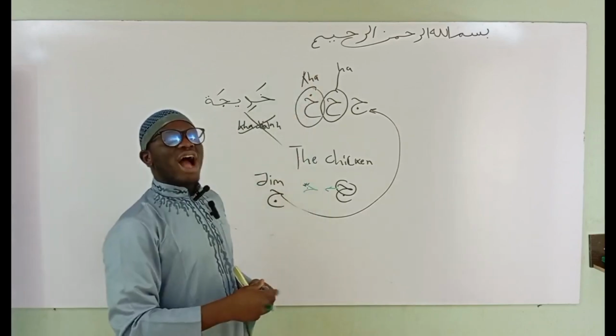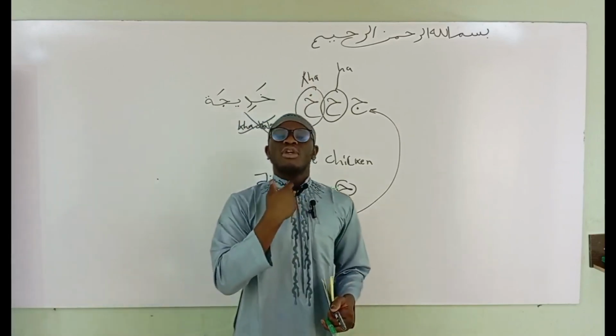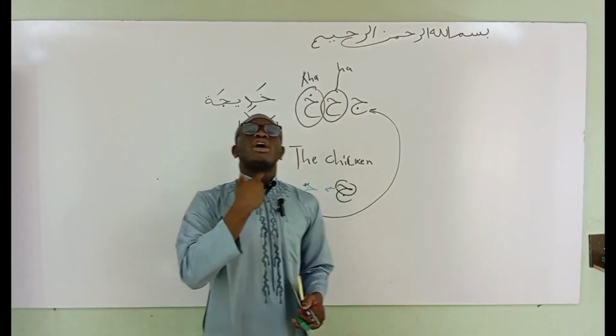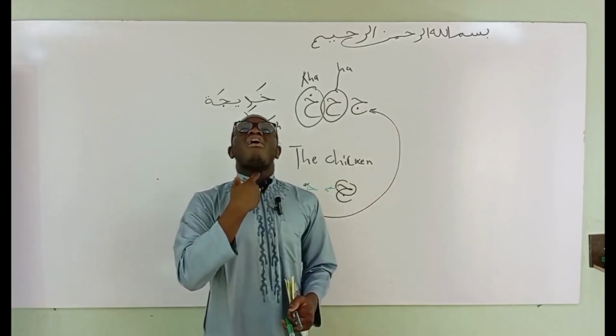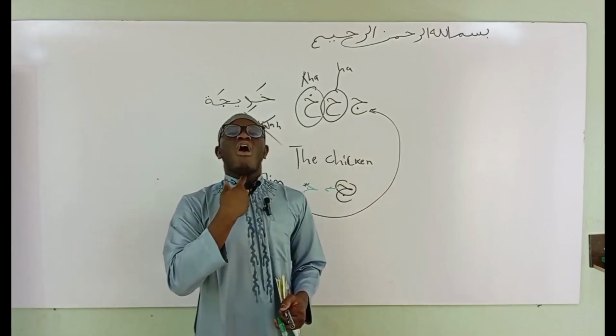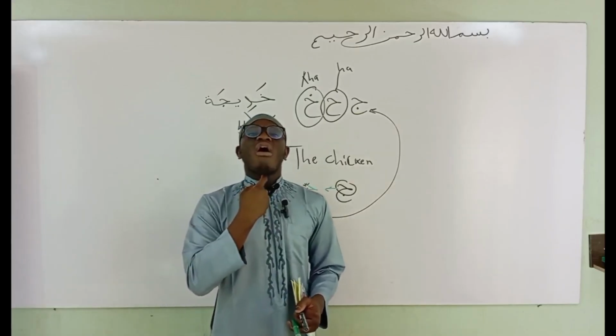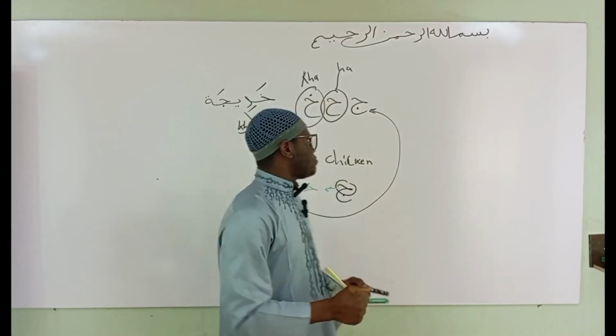This one is Kha. And Kha is part of the alphabet of the throat. It comes from the throat, the upper part of the throat here. Kha. You can see Kha.